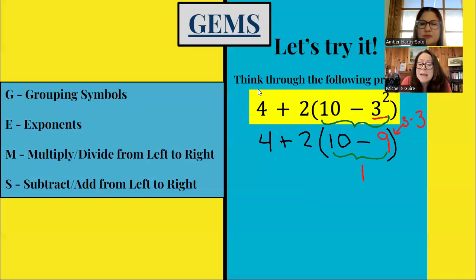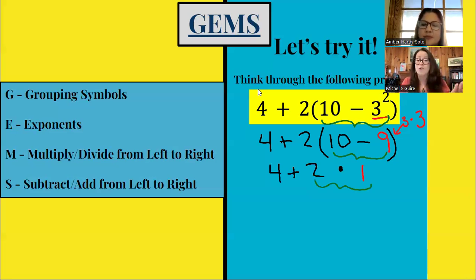So what is 10 take away 9? That's 1. So now we have 4 plus 2 times 1. And now we can leave the grouping symbol there to represent multiplication, because if we just take it away, it would look like a 21. And we know that's not right. So we can either leave the parenthesis there, or we can add on a dot to represent multiplication. Beautiful. So now we have 4 plus 2 times 1.